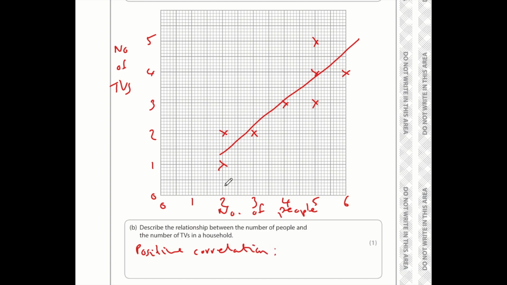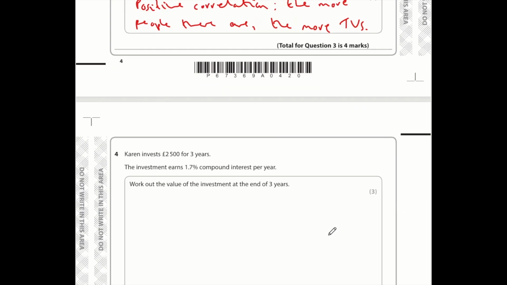You could also give some context here. You could just say as the number of people increases, or the more people there are in a household, the more TVs they have. There we go. All right, let's move on.